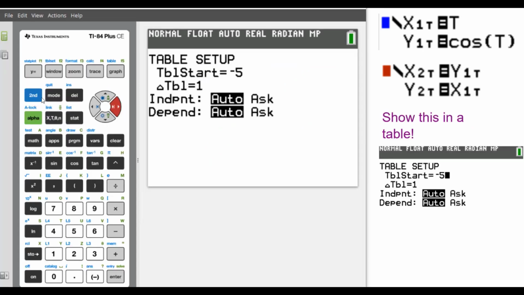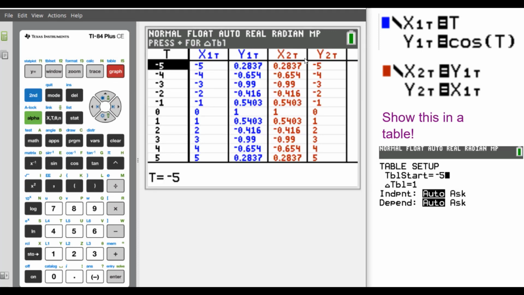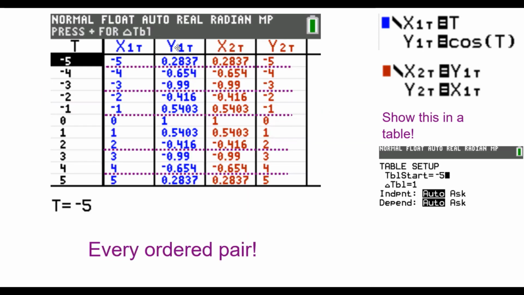Let's show this in a table. And you can see that the ordered pairs are reversed in each case. Every single ordered pair reversed.